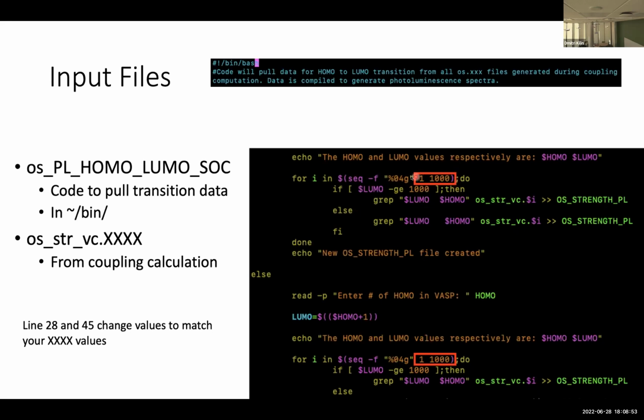If you look in the red box, I have the values. These are the values of X in the oscillator strength files that you have. However many you have, you should fill in here. Depending on what V script you use, you may also have to change this 4 in the %04G to 3, because that's setting it to 4 digits. And I think I'm the only one that uses code that sets it to 4 digits.